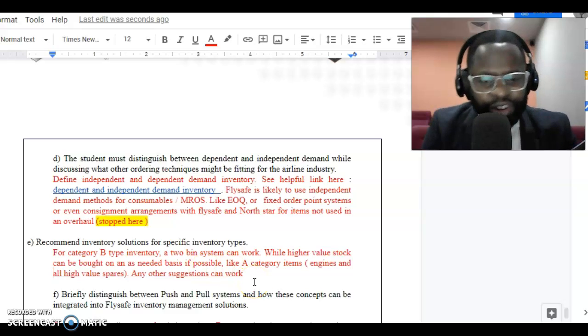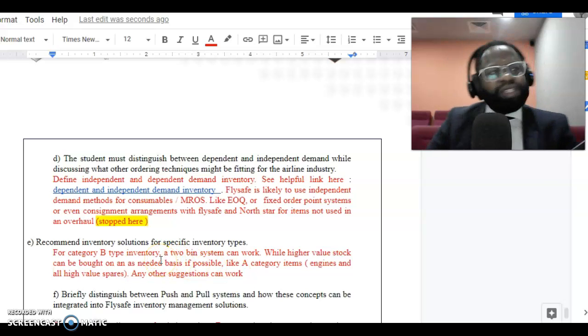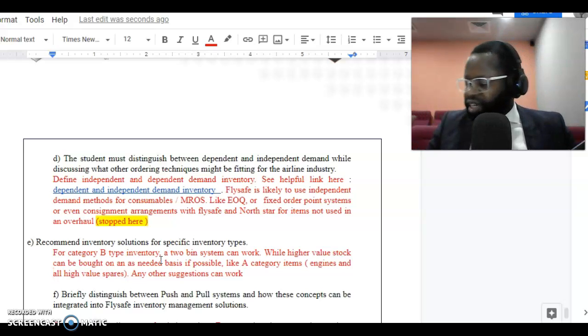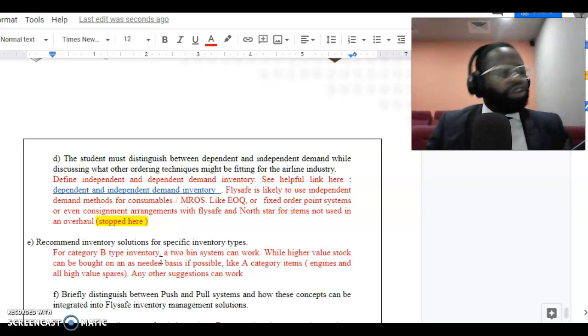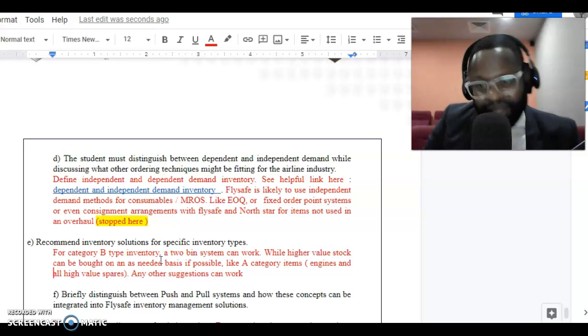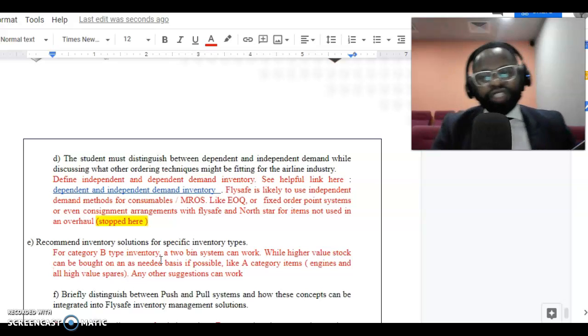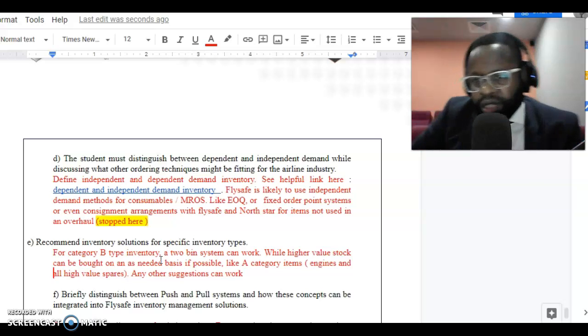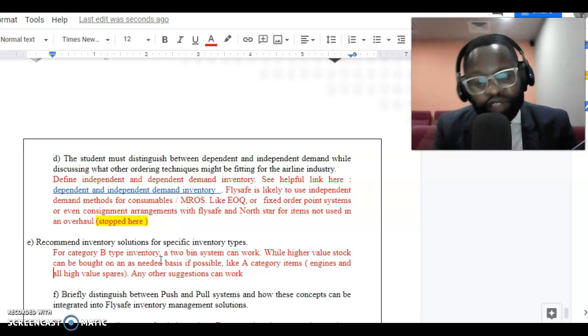And for category B items and even C items, you could have a two-bin system. Two-bin system is interesting. Let's say I have a container with 10,000 O-rings or 10,000 rivets, and I put that container out on the hangar floor. Once the container becomes empty, it will trigger me to put a new container outside and replenish. So that is what the two-bin system is about, right?